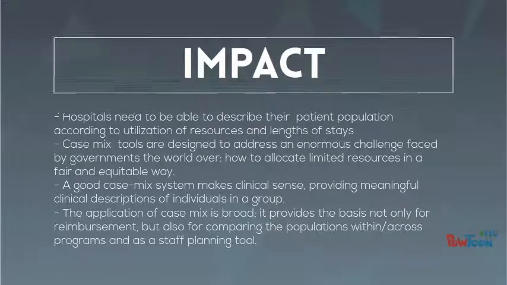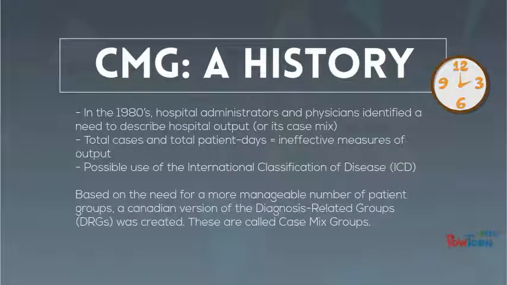In the 1980s, hospital administrators and physicians identified a need to better describe hospital output, which is also known as the hospital case mix. At the time, they were using total cases and total patient days, which were proving to be ineffective measures of output. There was some thought to use the International Classification of Disease as a measure of output.